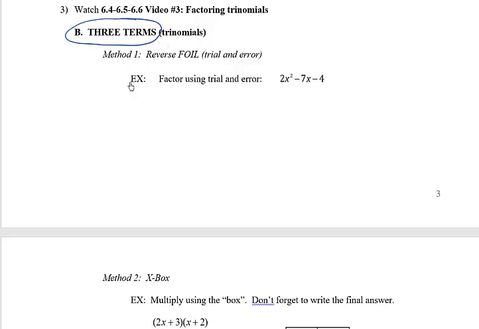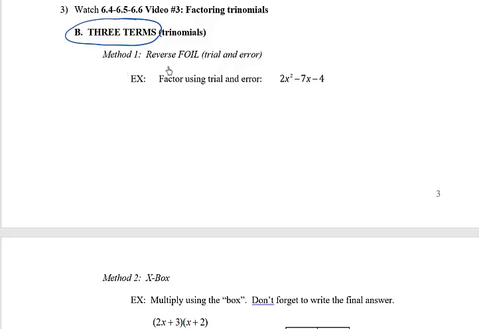I have 2 methods to show you. These are not categories, these are methods. Any of the problems could be done using method 1. Any of the problems could be done using method 2. I'm showing you both of them so that you have a choice. Of course, it's possible that you'll end up with a trinomial that's prime, that doesn't factor, in which case, of course, neither method will work.